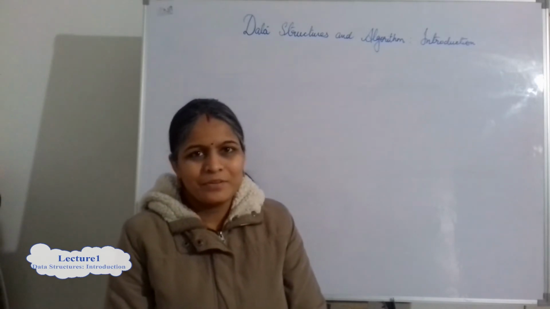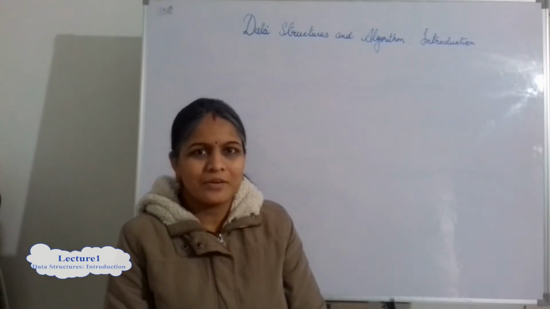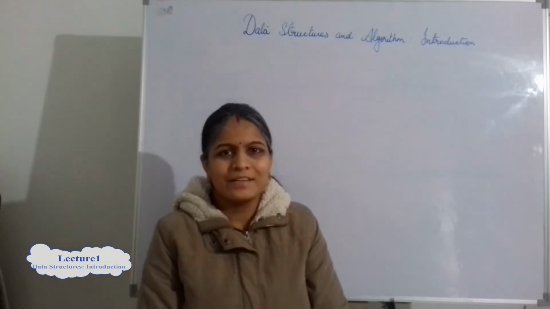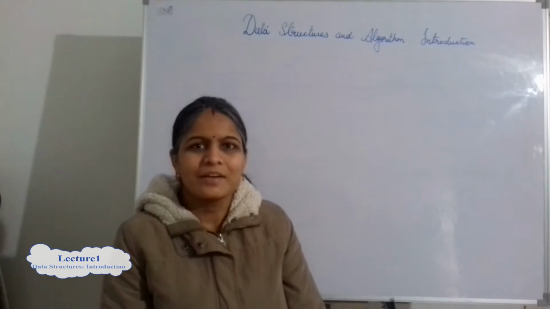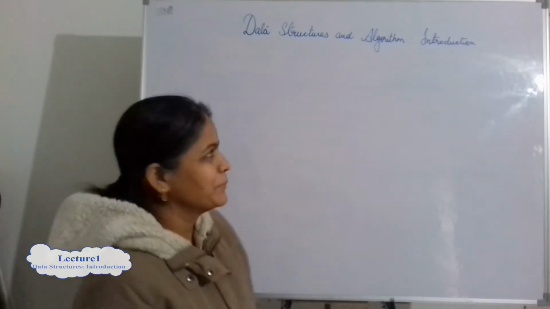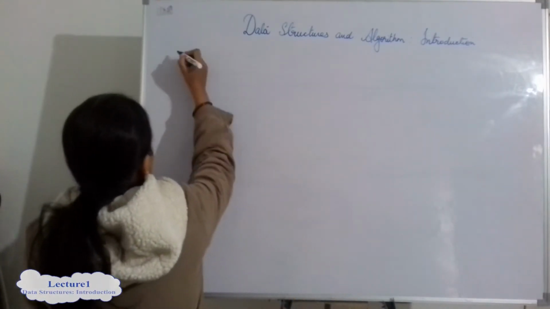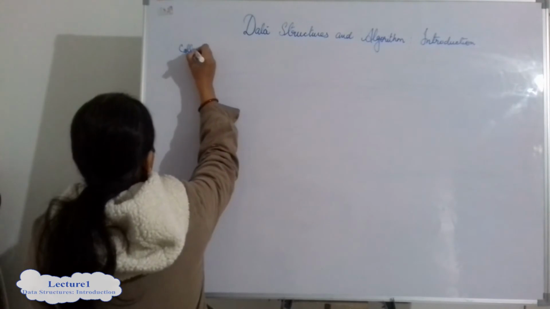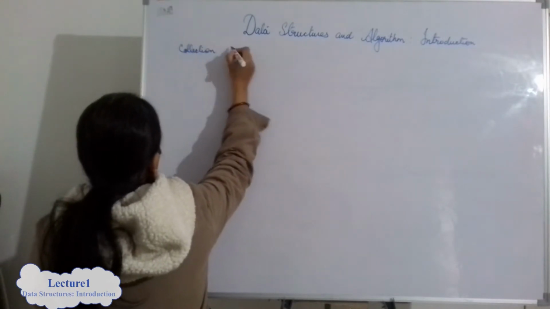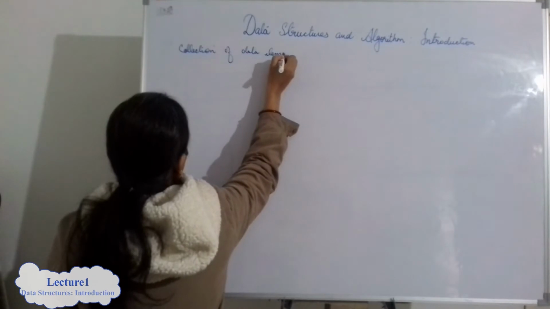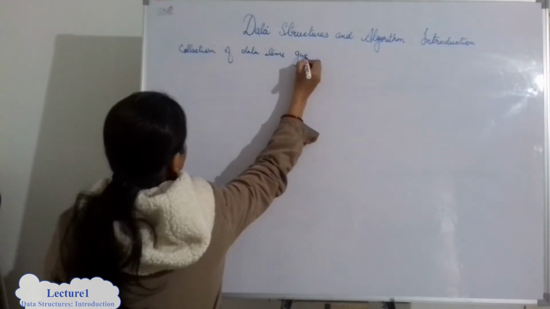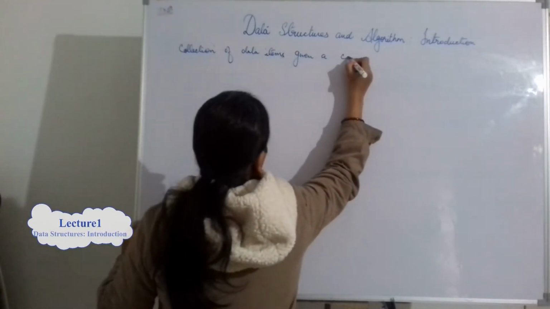Today I would like to introduce data structure and algorithm. Friends, data structures are the collection of data items given a common name. See how. Collection of data items given a common name. Okay.